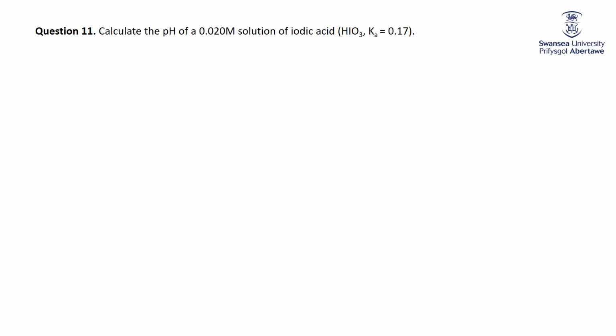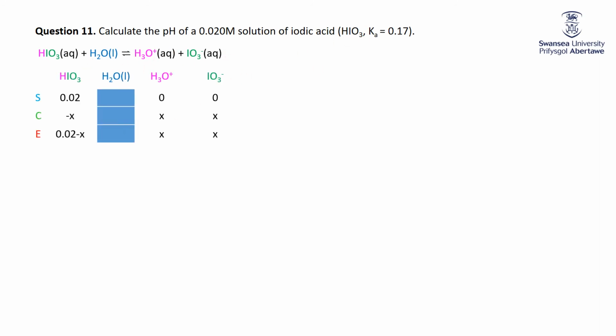think about this one. Calculate the pH of a 0.02 molar solution of iodic acid. Look at the size of that Ka. That is not small by any stretch of the imagination. So anyway, iodic acid, HIO3, plus the usual thingy, SCA chart, 0.02 there, minus x, x, and x. Ka is x times x over 0.02 minus x, and Ka is 0.17. This is not small. This is bigger than that initial concentration. We cannot make the assumption.